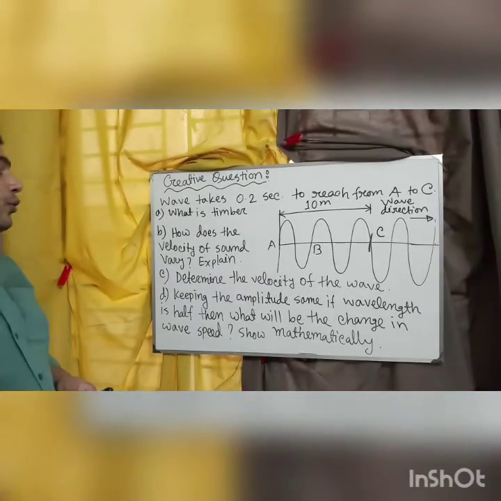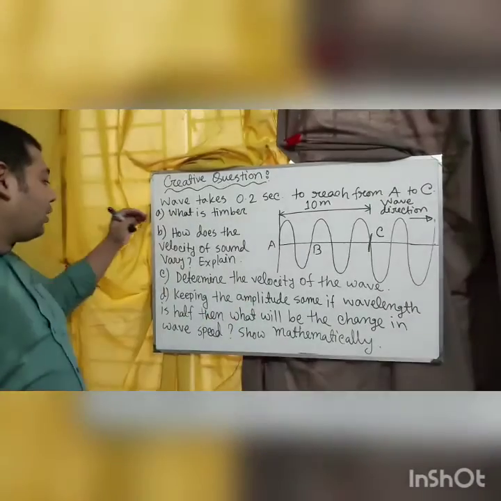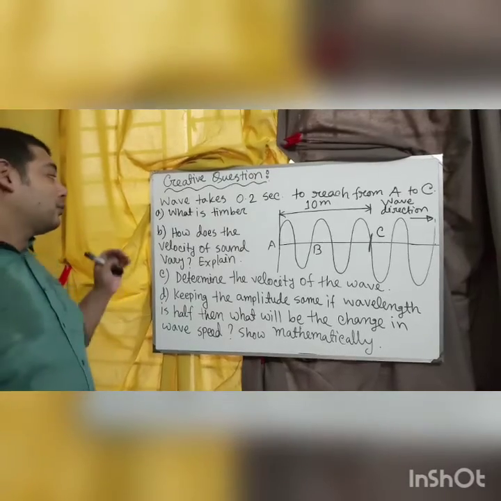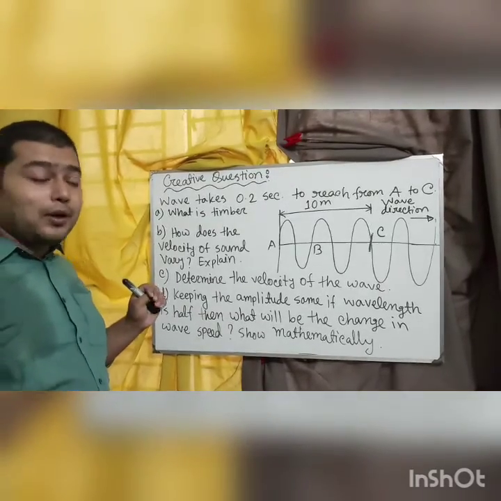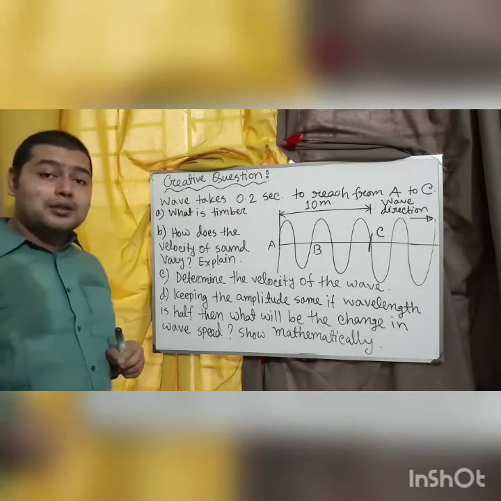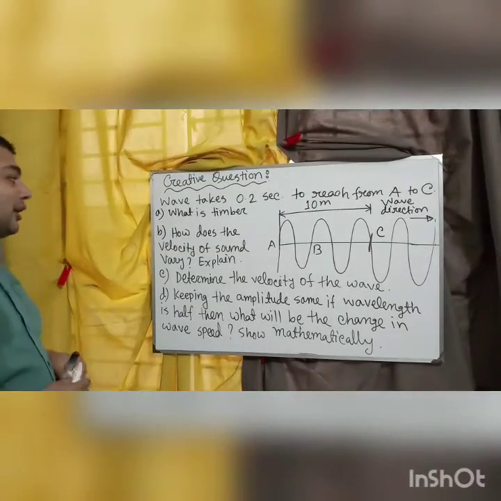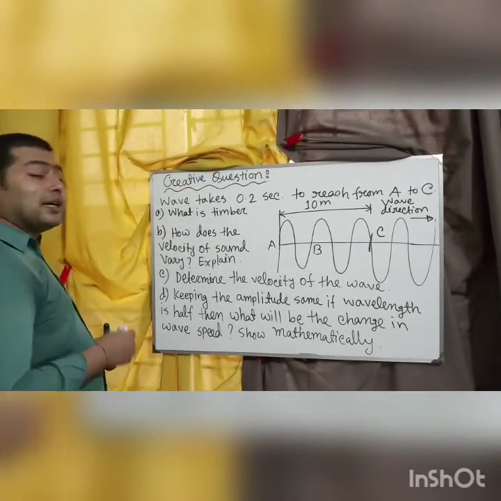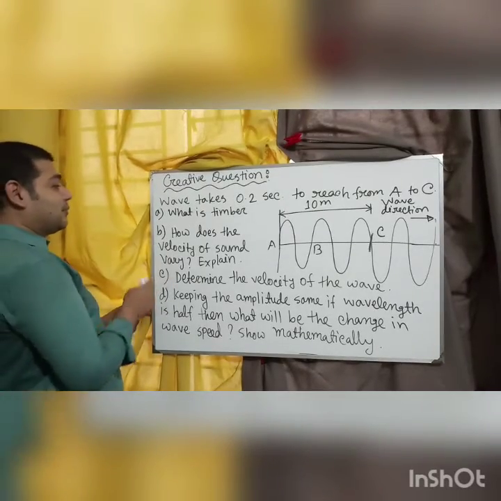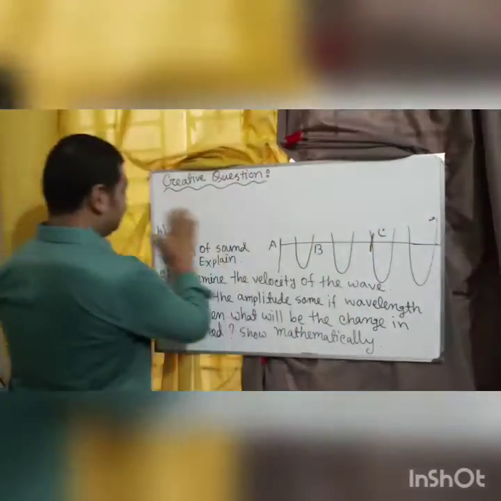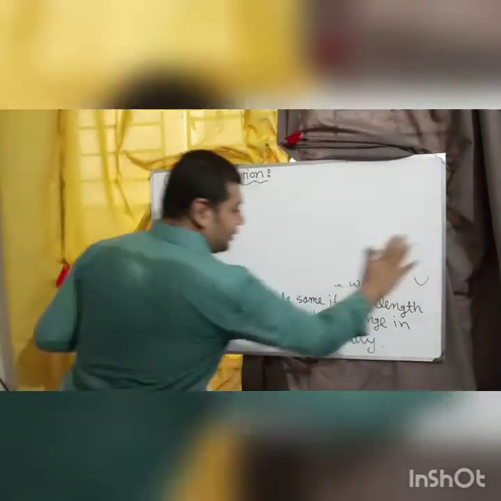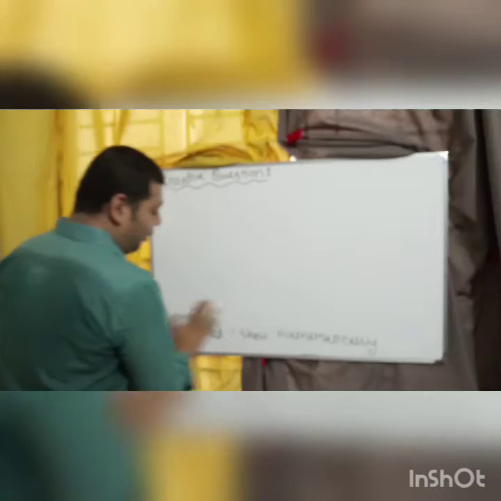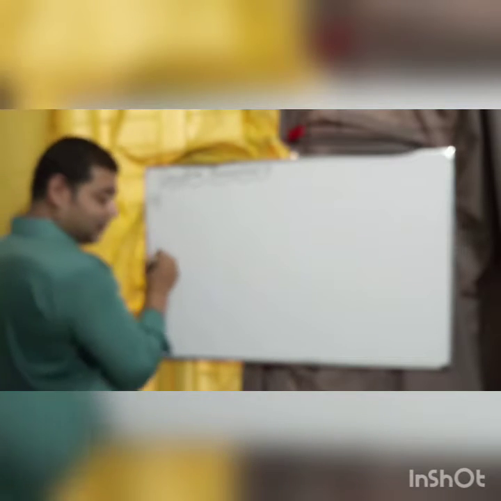Now we will try to solve all the parts of this question, or we will discuss how to solve all the parts of the question. Firstly, we will see what is the answer of question number A. Question number A is: what is timbre? So write the answer of A. What is timbre?